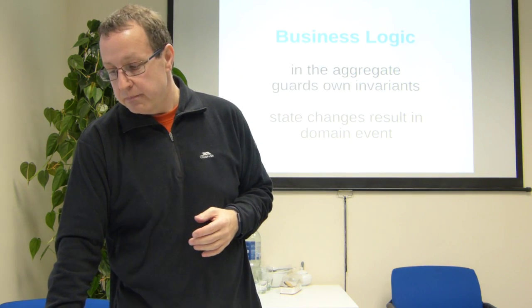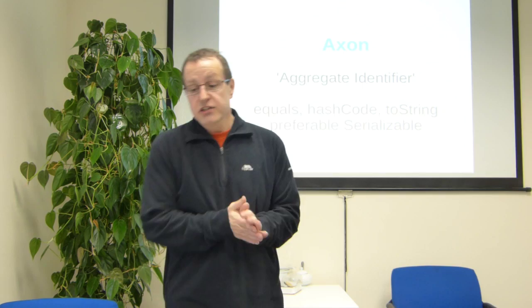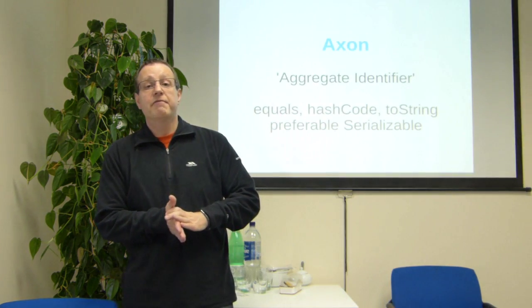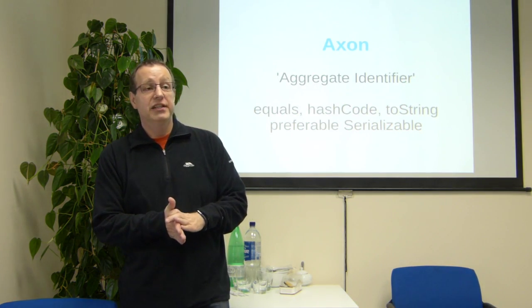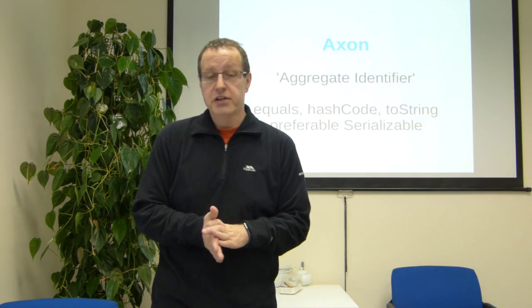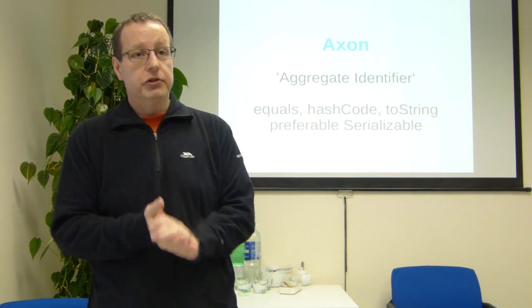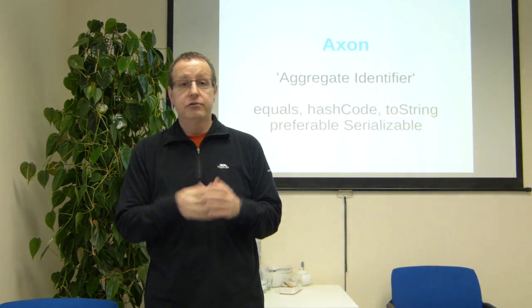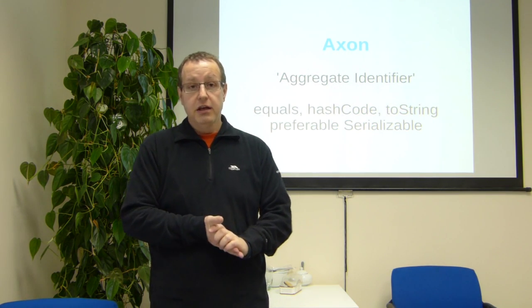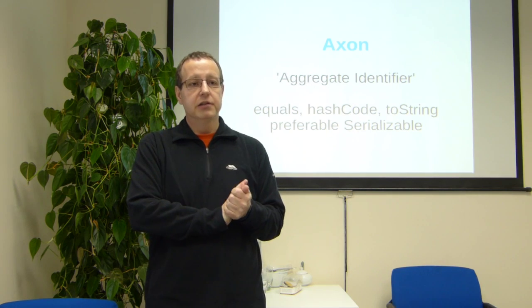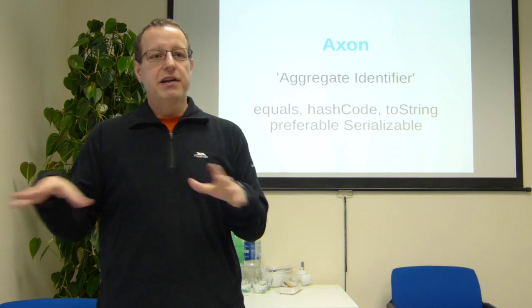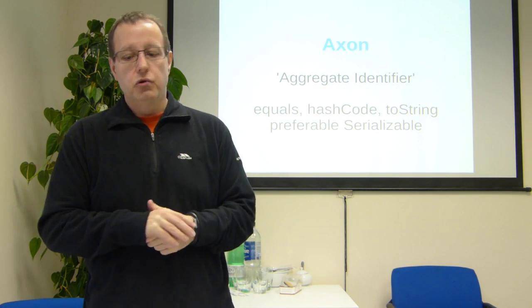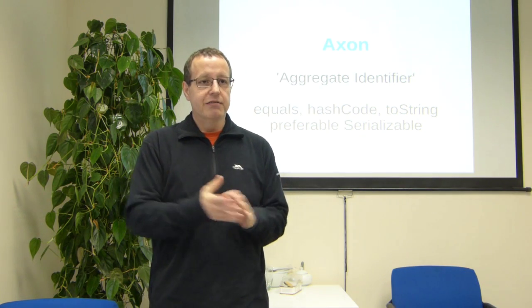as the event stream. So specifically in Axon, every aggregate has to have a unique identifier, which the actual class that you use for your identifier has to implement equals, hashCode and toString. They have to be consistent, and preferably it's serializable. It all depends on how you're actually storing your aggregates, but that's their recommendation.